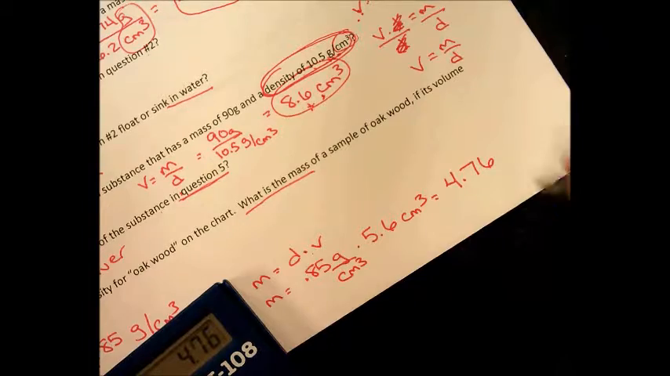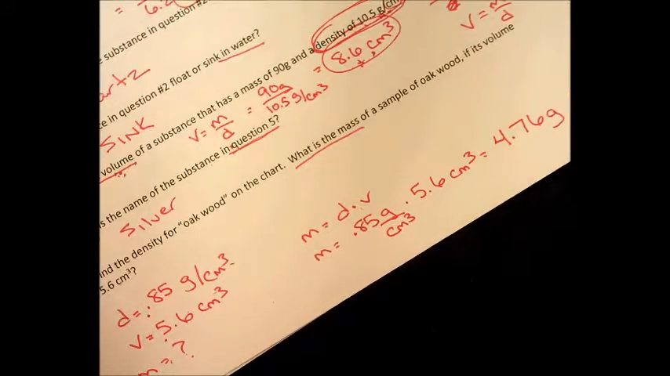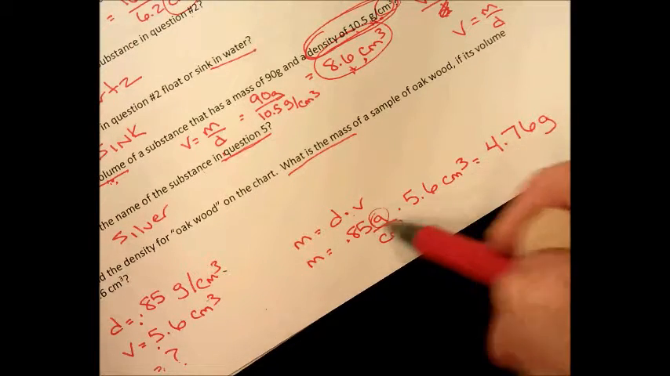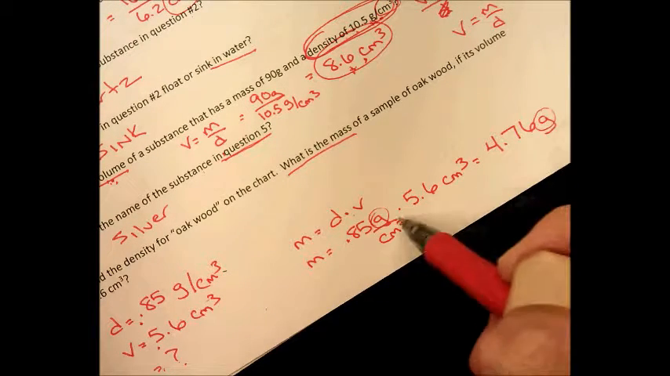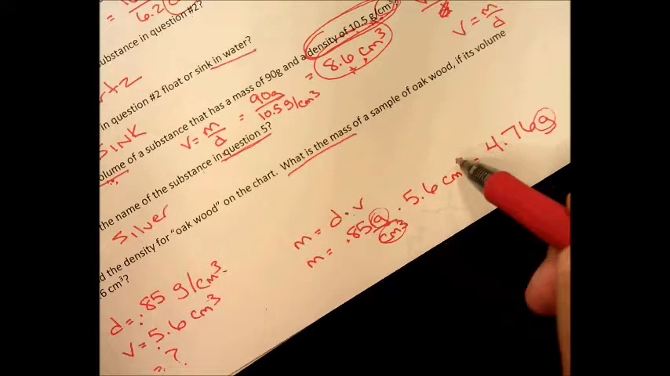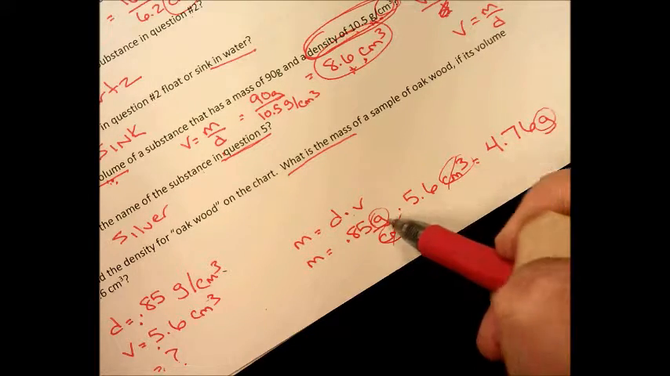And my units for anything with mass is always going to be grams. Always going to be grams. If I look over here with the equations, see I have grams up top? That's where the grams come from. I have centimeters cubed on the bottom, but I also have centimeters cubed up top here. They would cancel each other out. So all I'm left with is grams.